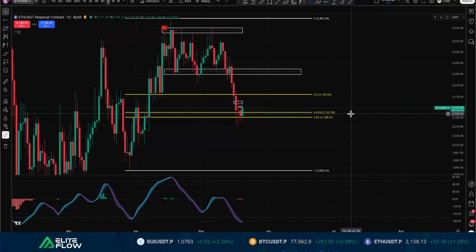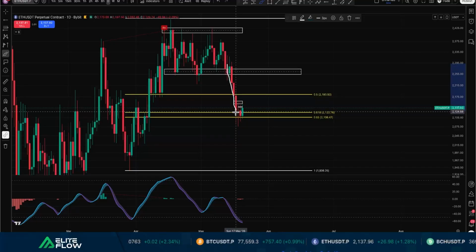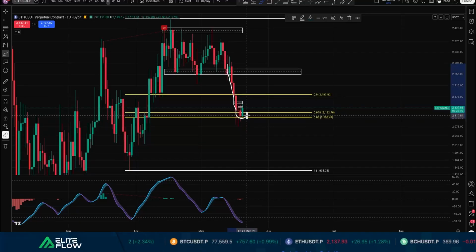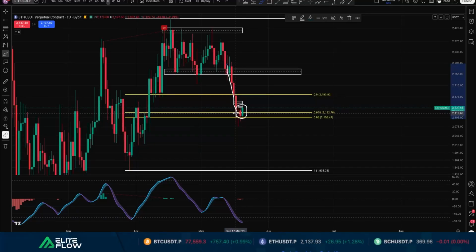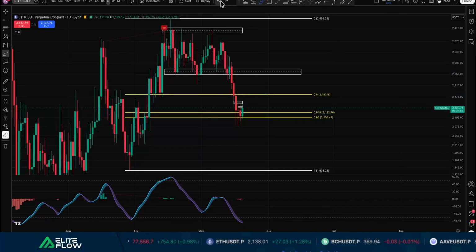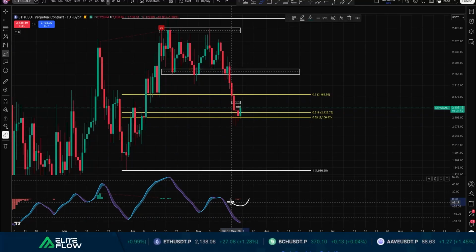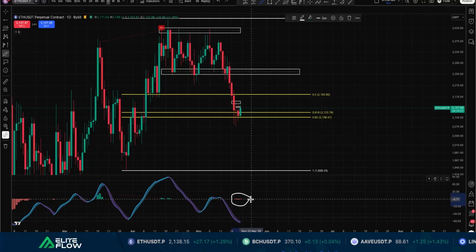Now, why is it important? Because we came crashing down, we did not close a single candle below the 0.618 level. In fact, we're starting to get a bit of a move up. Cool. What else can we see? We can see we have got a little bit of red money flow, which is what we want to see.